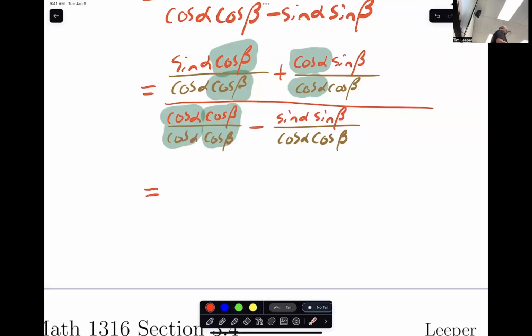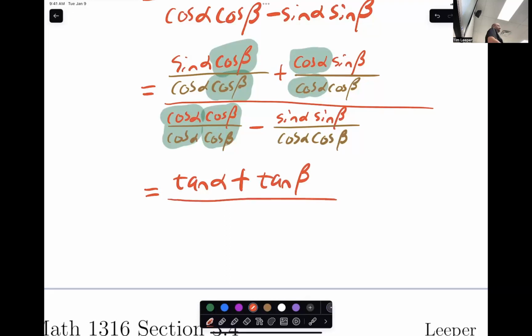So what am I left with? I'm left with sine alpha divided by cosine alpha. What is sine alpha over cosine alpha? Tangent. It's tangent alpha there, right? Specifically alpha because that's what their arguments are. And then plus, on the second one, we're left with sine beta over cosine beta. What's that going to give you? Tangent beta. Good. So the numerator has become tangent alpha plus tangent beta.